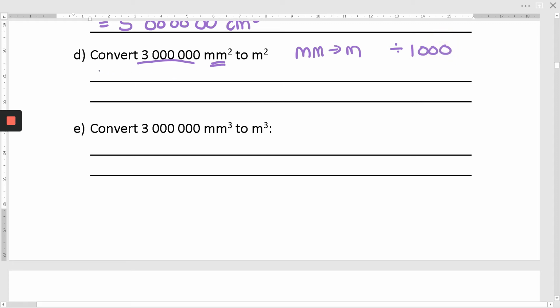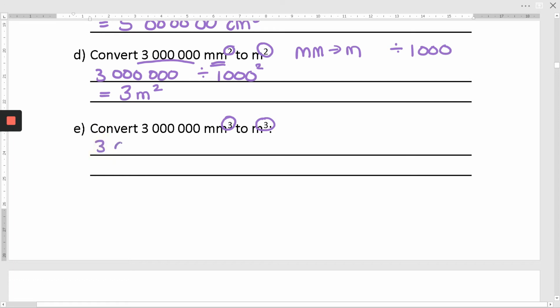So now what I'm going to do is I'm going to take my 3 million and I am going to divide by 1,000. We're converting square units, so it's divide by 1,000 to the power of 2. And that's going to give me 3. Unit will be meters squared. Let's take the same number, but let's now convert the volumes. Okay, so I got from 3 million down to 3, because of course 1,000 squared is 1,000,000, right?